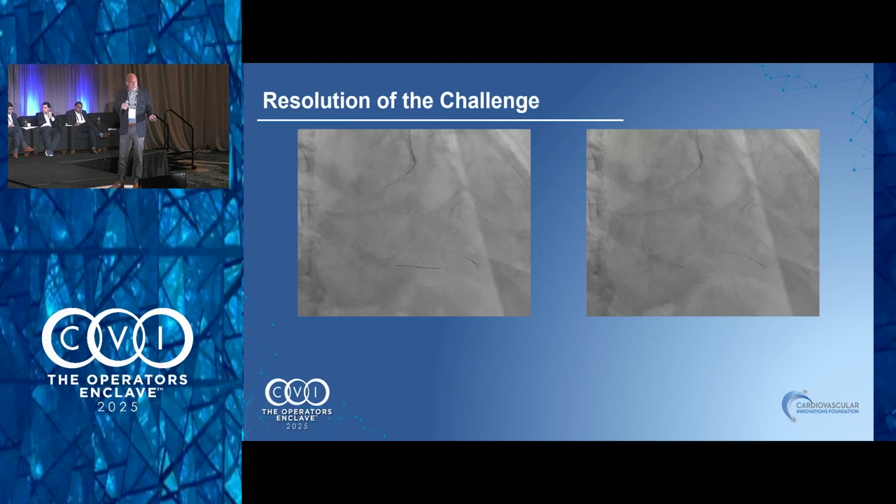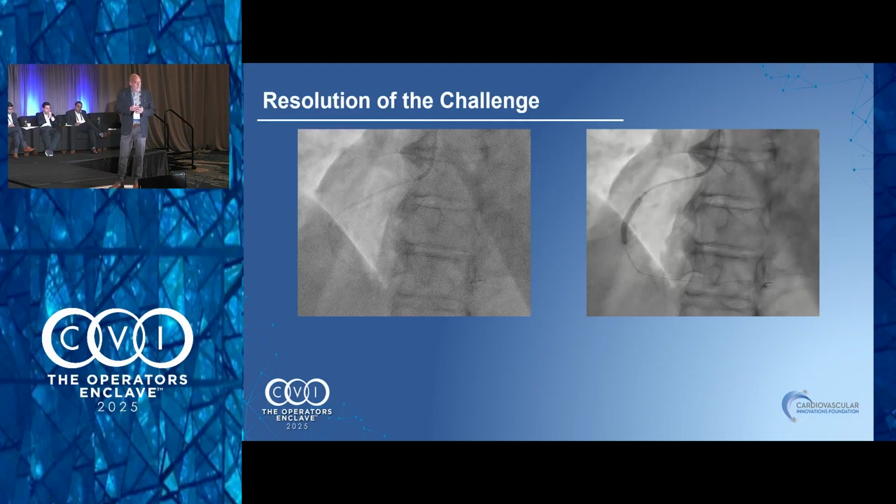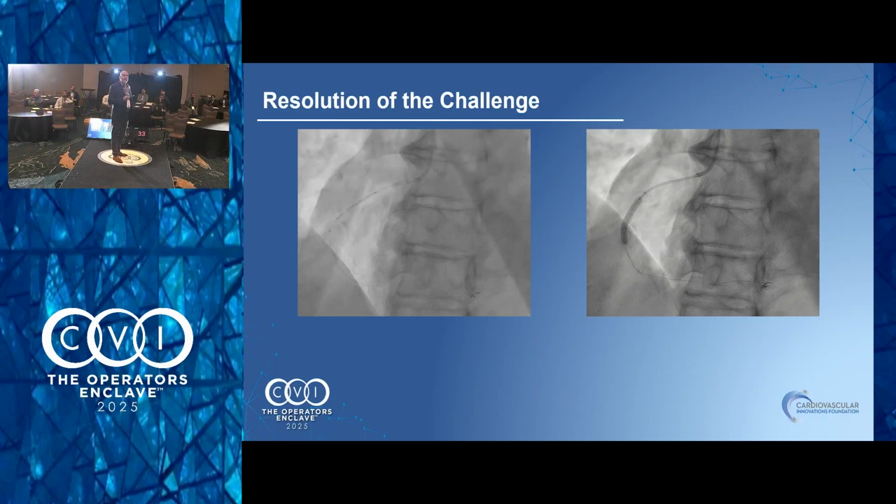And I IVUSed, and that allowed me to be very certain about what size I would use. Some variation on the theme that everybody's talking about, I used a Guidezilla, and I went distal to proximal, figuring that if I could anchor that distal, I'll just unsheath. I think it was 4 or 5 stents.